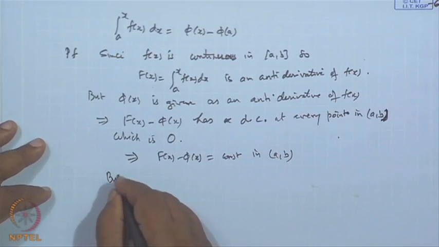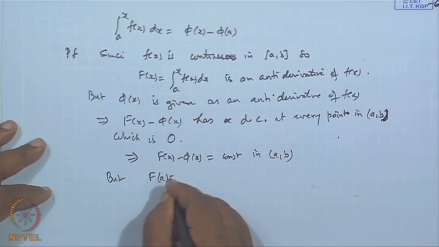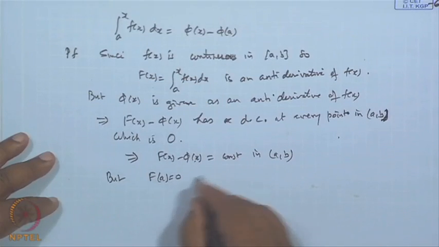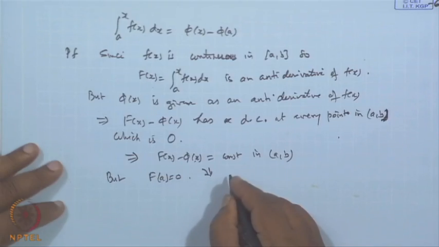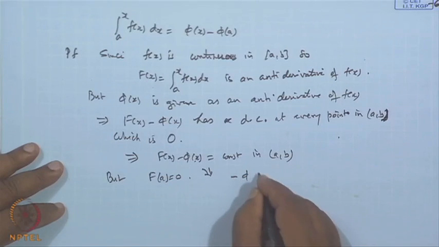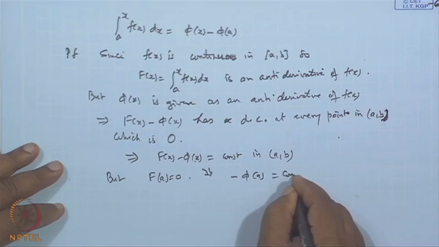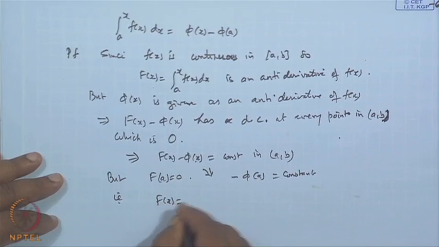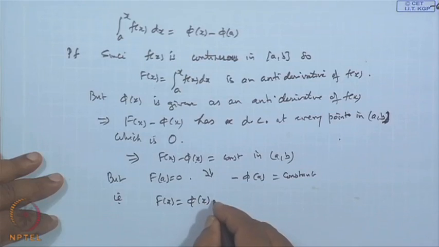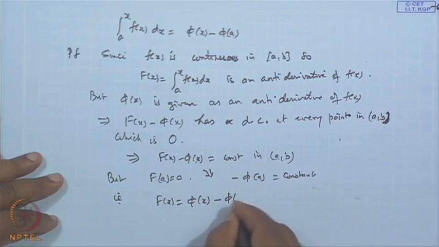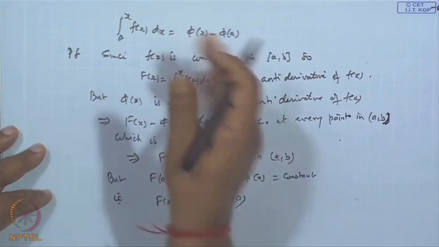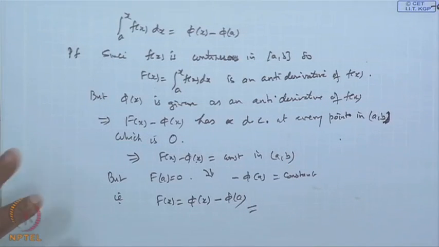But what is f of a? F of a is 0. So, if I substitute x equal to a, we get that minus phi a is the constant. That is, f of x comes out to be phi x plus a constant, and the constant means phi of a. So that proves the result, that it is equal to f x, and this completes the proof.